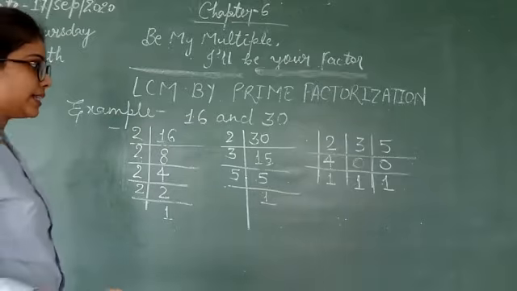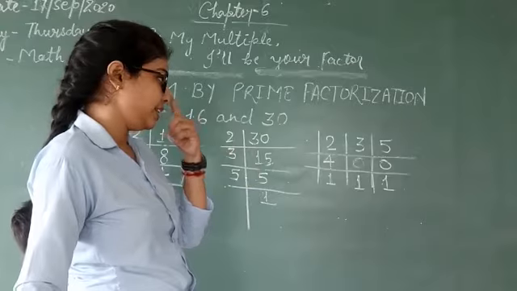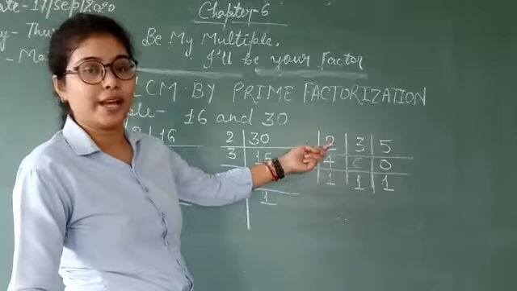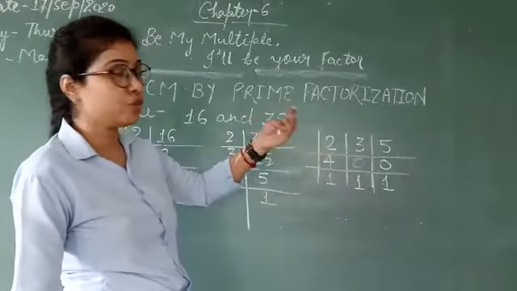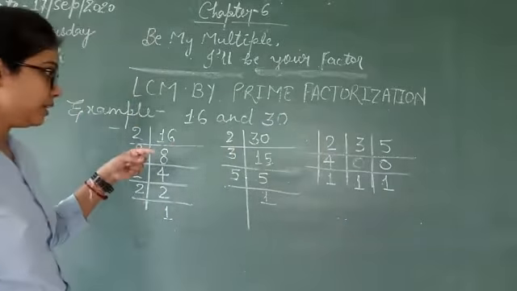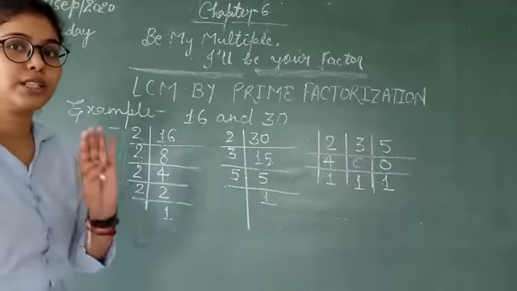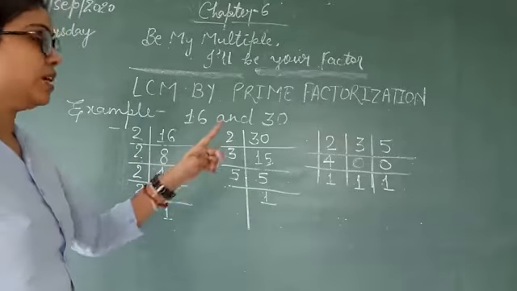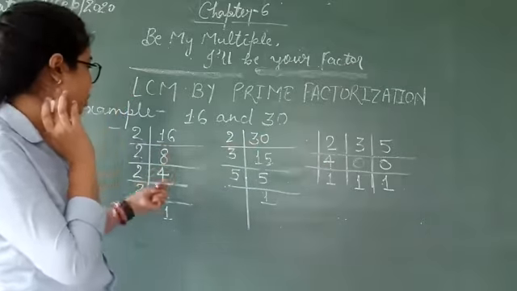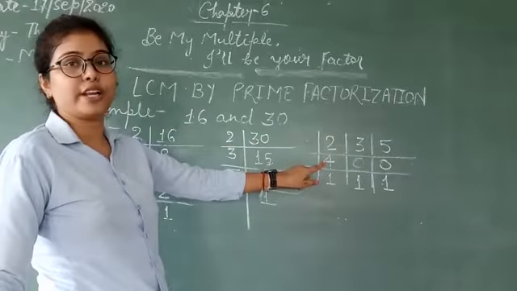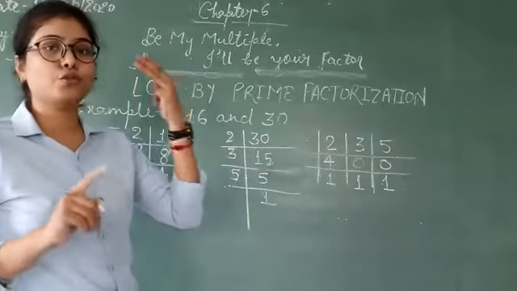Now how do we find the LCM? So after making this table, you have to see the maximum number of times 2 has come, in which number? In either 16 or 30. That means you have to take the maximum number of times of 2. Okay, so you can see in the factorization of 16, 2 has come 4 times. So you have to take the maximum time of that number. So you will take 2, 4 times.